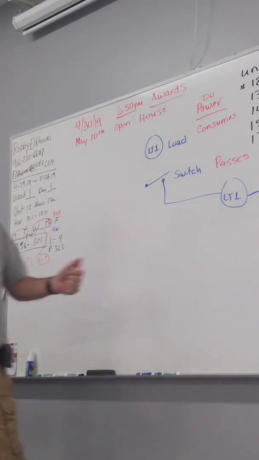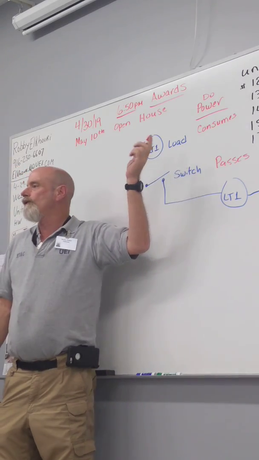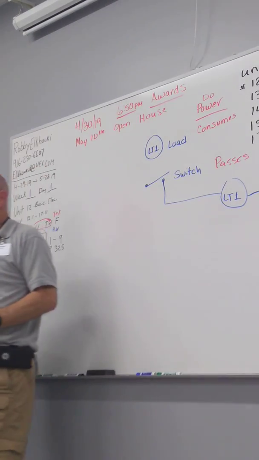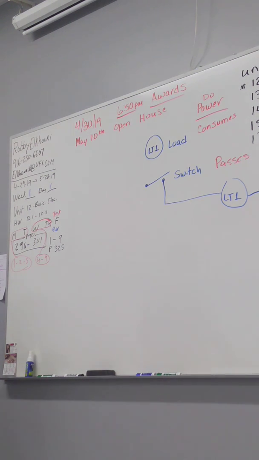Okay, so we got loads. What do loads do with power? They consume power. And what do switches do with power? Pass power. So if we look at this and we see the symbols, the voltmeter, the ammeter, the watt meter, the light bulb, red light, green light. What do those all have in common, if you will? They're consumers. They're loads, right?